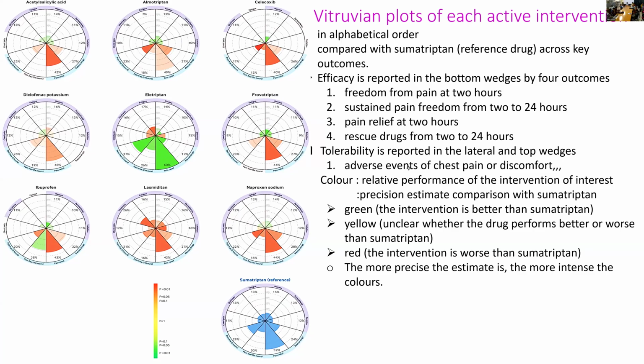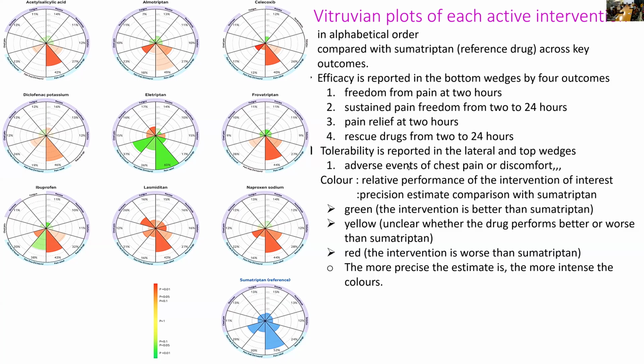So if it is green, what does it mean? The sumatriptan is a comparison drug. Let's look at this drug, eletriptan. For pain relief, green means eletriptan was better than sumatriptan by 60% for pain relief. What does it mean for rizatriptan, red? That means rizatriptan was worse than sumatriptan by 44%. And yellow means the data is not clear.